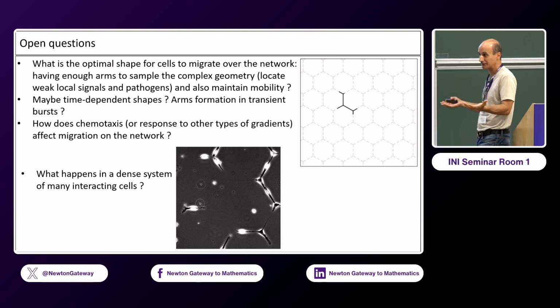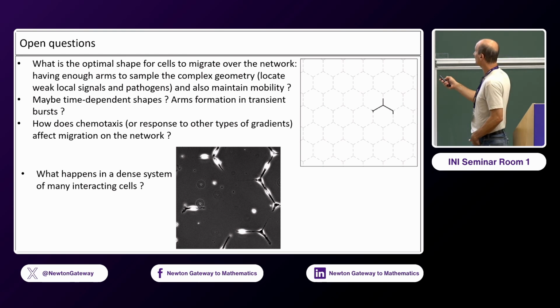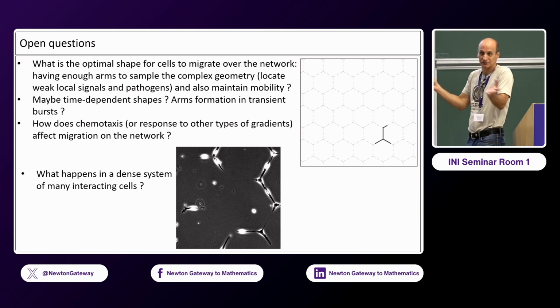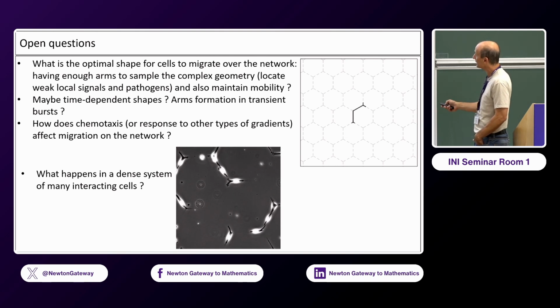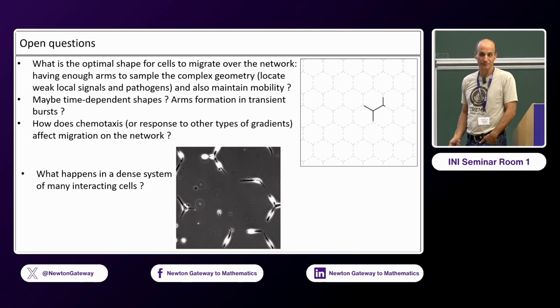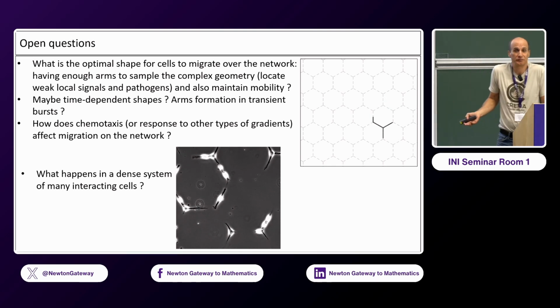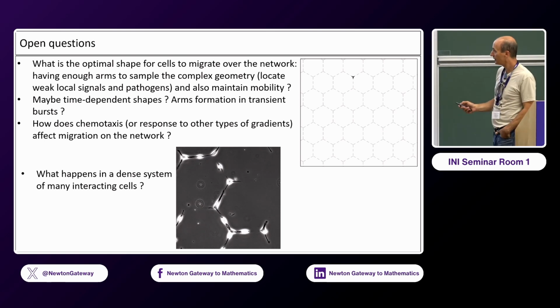I don't know what the biological solutions are for this sort of optimality question with regard to the size of this cell, because the network that these cells have to span is given by the tissue. How does chemotaxis or response to other gradients affect migration in such networks? What happens if you are in a dense system and instead of moving alone, you're moving in pairs? Like you see this pair, for example, is really moving together like a small train. How do you behave then? Is it maybe more efficient to move like that on such a network?